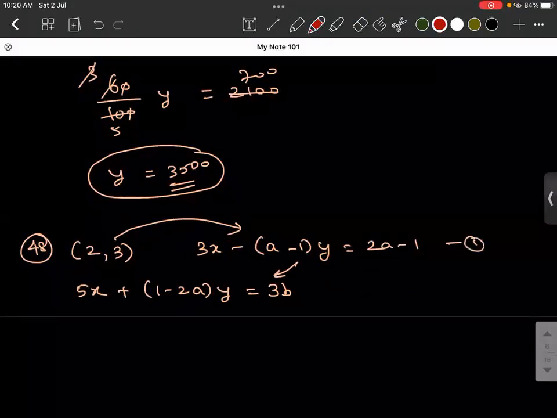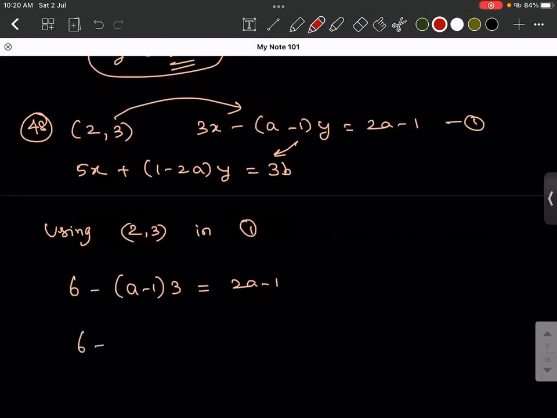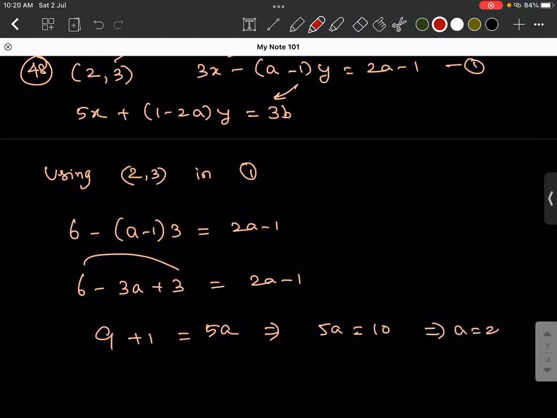Okay. So using 2, 3 in 1, what do I get? 6 minus (a minus 1) into 3 is equal to 2a minus 1. So 6 minus 3a plus 3 is equal to 2a minus 1. 6 plus 3 is 9, minus 1 comes this side, plus 1 is equal to 5a, which implies 5a is equal to 10, or a is equal to 2.